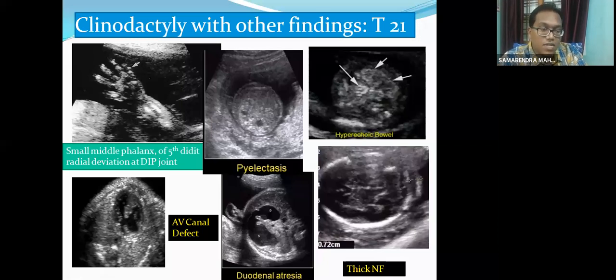The heart shows a central AV canal defect. And on GI tract examination, we are seeing the double bubble sign, suggesting duodenal atresia. And also on CNS examination, the nuchal fold thickness is much higher. On genetic evaluation, it turned out to be a case of trisomy 21.